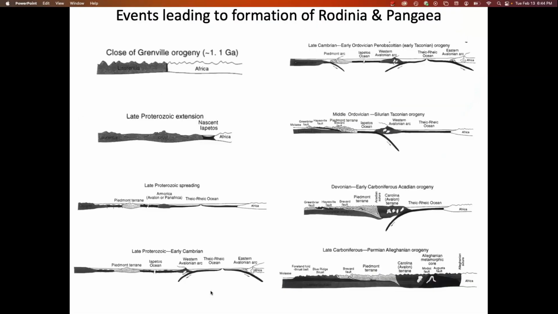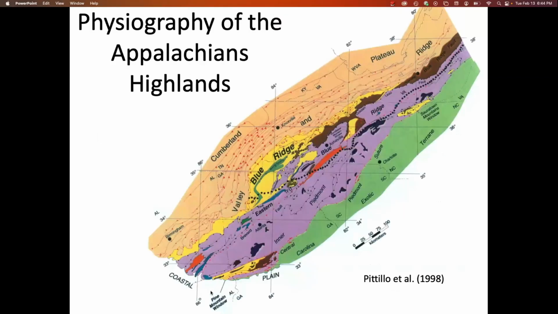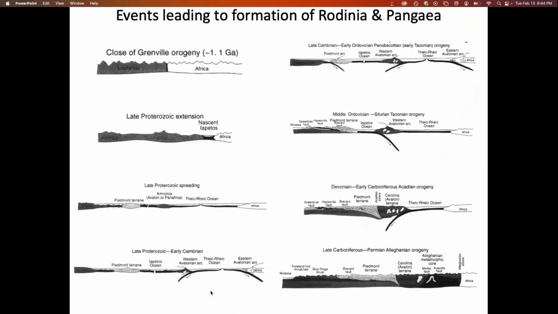All right, now I'm going to introduce this slide and we're going to take a break. This is a publication from a few years ago, Pattillo et al. 1998. A few years ago, hell, it's a quarter century ago. But the purpose of this is to diagrammatically show you the relationships between North America, Africa, and this Carolina exotic terrain. So when we come back from break, we're going to start at 1.1 billion years ago. And by the way, the abbreviation Ga means billion years ago.